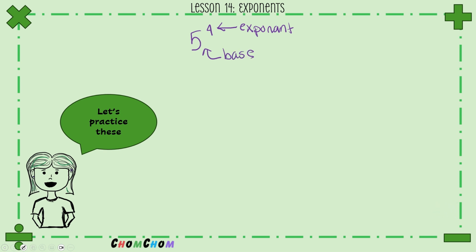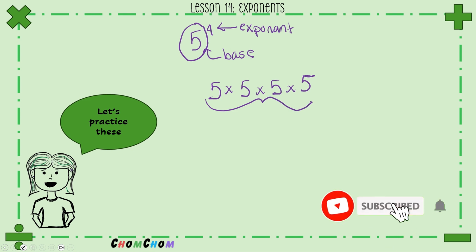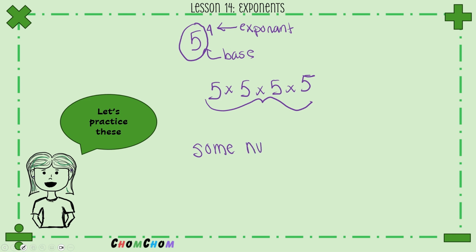So we know that we multiply our base however many times the exponent says. So we have 5 times 5 times 5 times 5. And we're not actually going to solve this. I just want to write this out so we can visually see what's going on here. So we have 5 4 times. So what this really means is some number, an exponent really means some number, some amount of times.